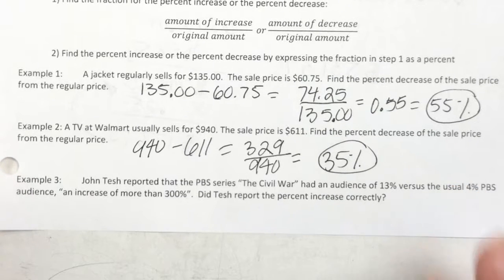Alright, number 3 is just like a true or false question. It says John Tesh reported that PBS series The Civil War has an audience of 13% versus the usual 4% PBS audience, an increase of more than 300%. Did Tesh report the percent increase correctly? So I want you to find the percent increase, and then I'll call on somebody in just a second. Just work out number 3. It has to be more than 300, right? An increase of more than 300%.